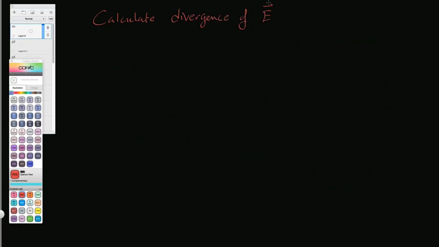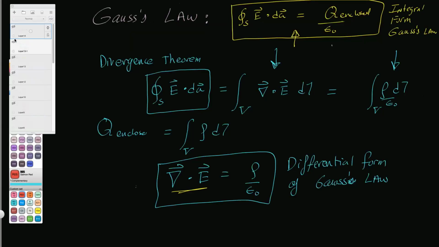Now, we just proved this equation, not proved this equation. We used what we knew about the integral form to get the differential form, but we used this for the spherical surface. I said it's good for everything, but let's be a little more general when we calculate the divergence of E and see if it's true for just any old E. Okay, so let's do that.